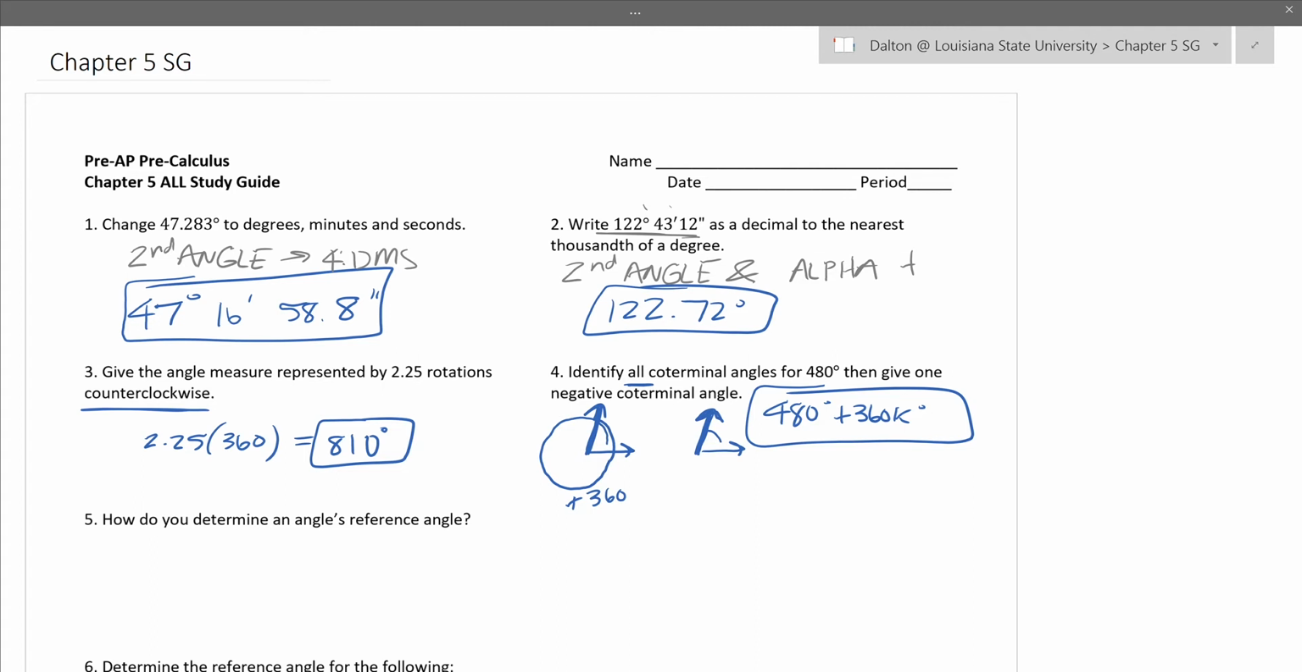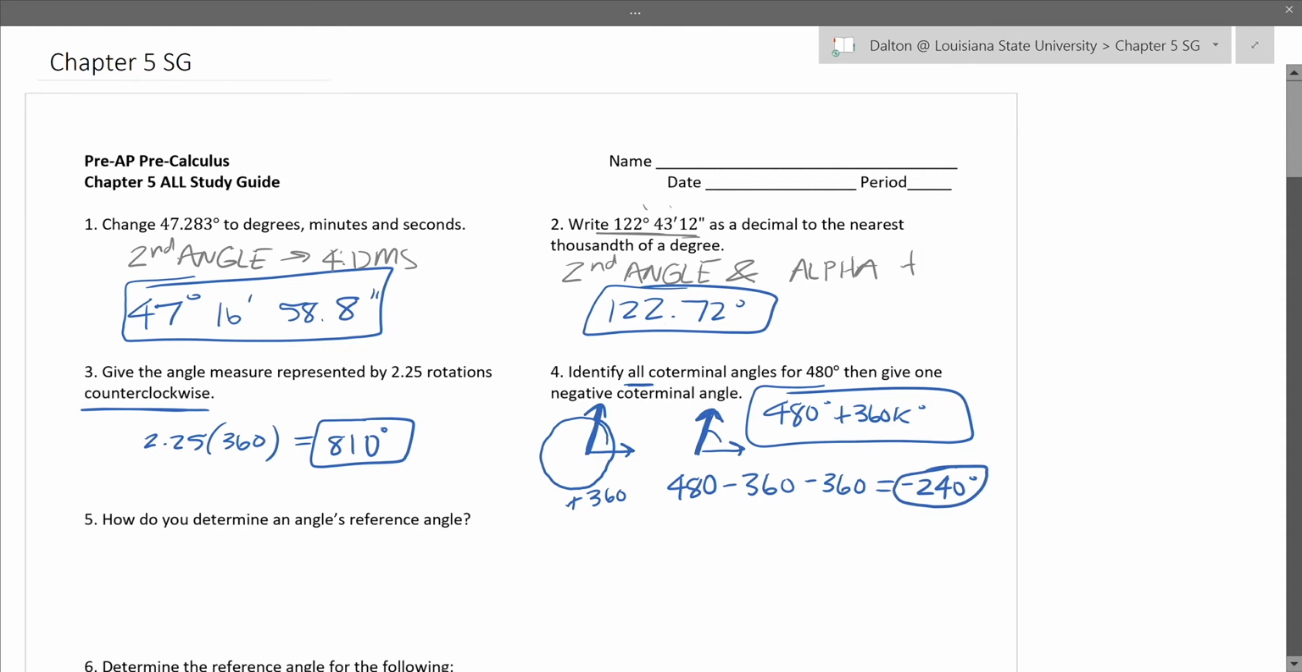Now, one negative coterminal angle, so if I just start at 480, subtract 360, doing that is not going to be enough. We're still going to have a positive number, so I'm essentially going to have to subtract a full 720, and then I will get a negative 240 degrees. And that one's just an example. You could give me a lot smaller negative number if you'd like.